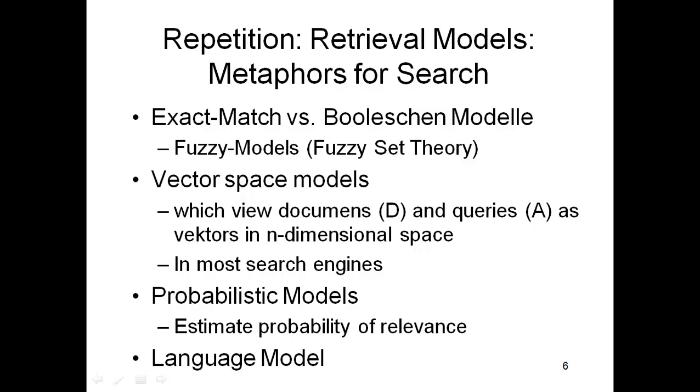We talked about the different models. We started with exact match, which is Boolean search, the old style, which we still have in the library and in special domain information systems. We have an extension, extended Booleans. We talked about fuzzy set theory, to also get an idea about fuzzy sets.